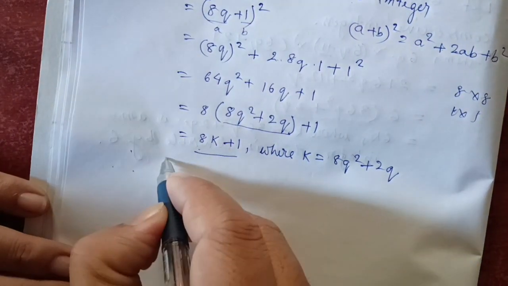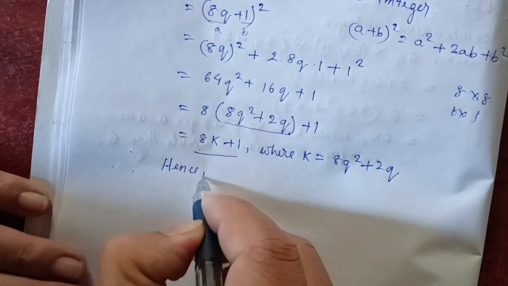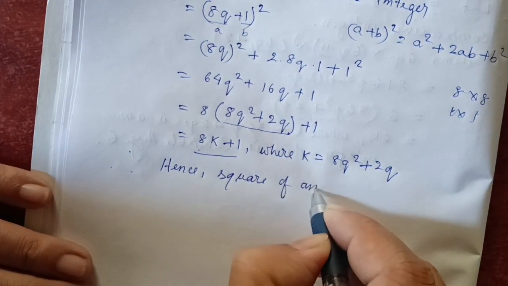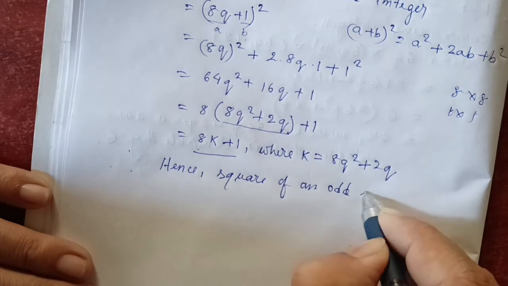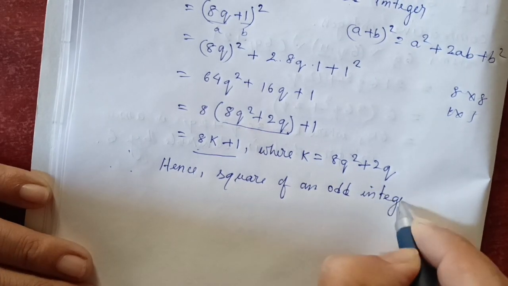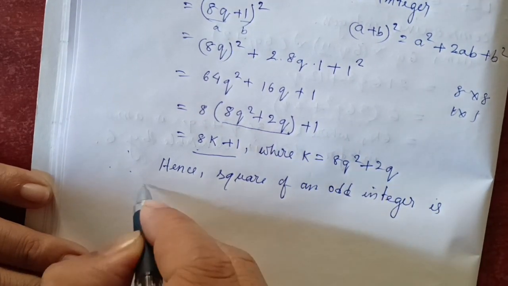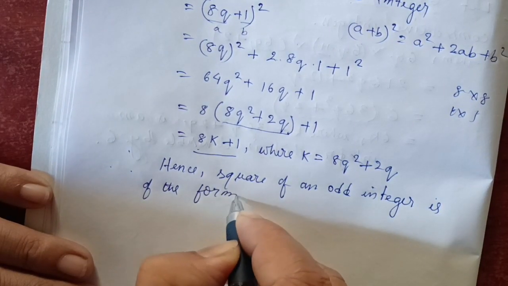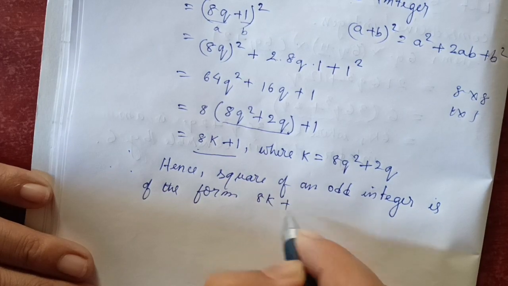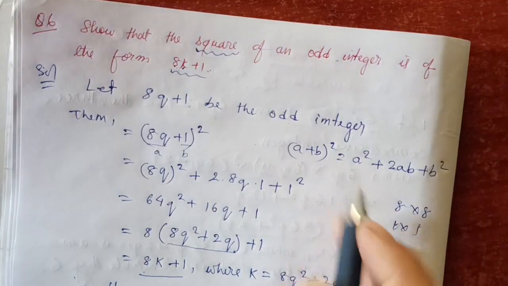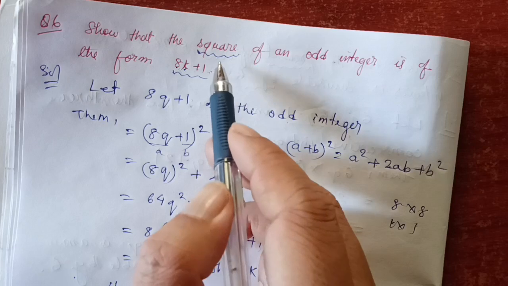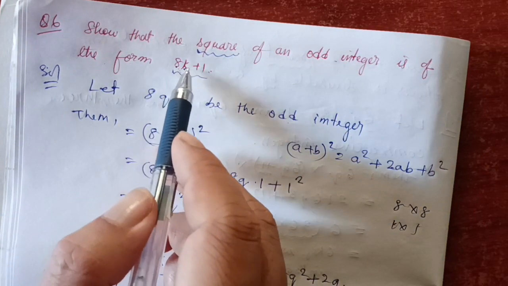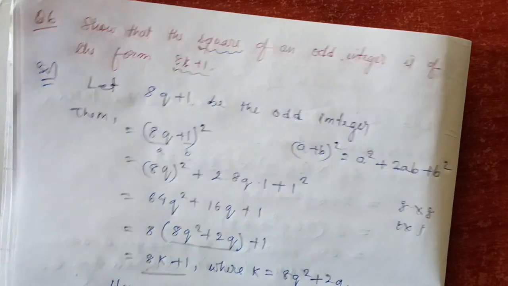Alright. So you can write down the conclusion. Hence, square of an odd integer is of the form 8k plus 1. Conclusion we are copying from here. Alright, square of an odd integer is of the form 8k plus 1.